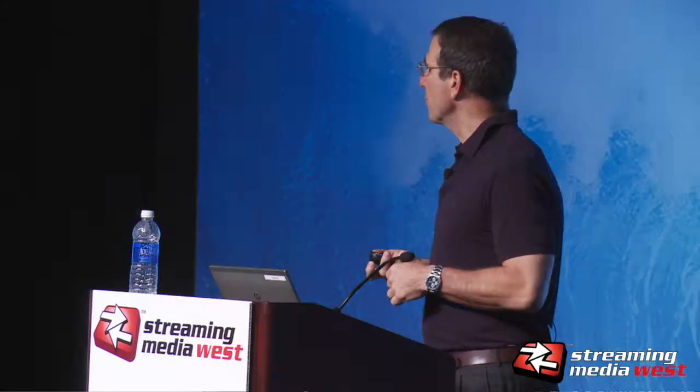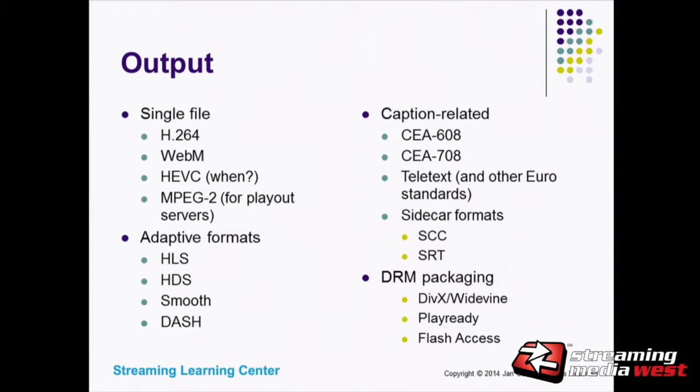And then look at the adaptive side. Did they support HLS, HDS, Smooth, and Dash? Dash, again, is going to be particularly important starting in the next 12 to 18 months. If you're a broadcaster or you're captioning for other reasons, then you need to look at the caption side. And DRM is a huge differentiator between a lot of the encoding vendors.